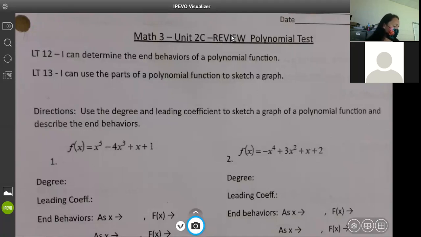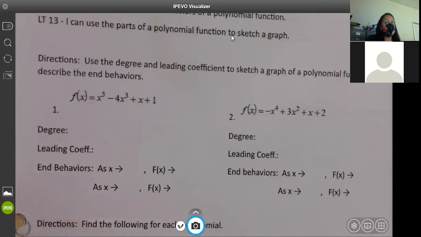So if we look at the first one, it says use the degree and leading coefficient to sketch a graph of a polynomial function, and describe the end behavior. So look at number one. And guys, your test is kind of like this too. And this is not a hit to her or anything. Miss Gordon made it. So just make sure that you're following the right questions, okay? Just be very careful because they're kind of all squished up on the paper. All right? So just be careful, okay?